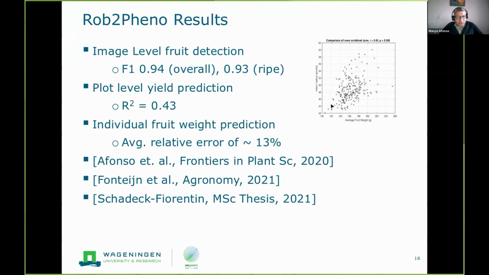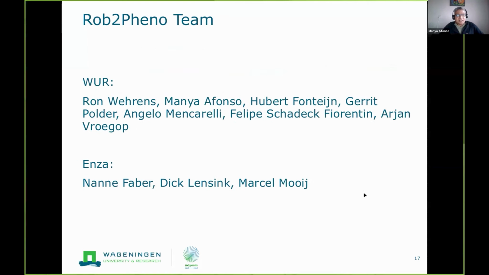And we also had a prediction of the individual fruit weight. Some of the fruits were weighed individually, and this produced a relative error of roughly 13%. These results are presented in these two articles and an MSc thesis. And this was joint work with these colleagues whose names appear here.